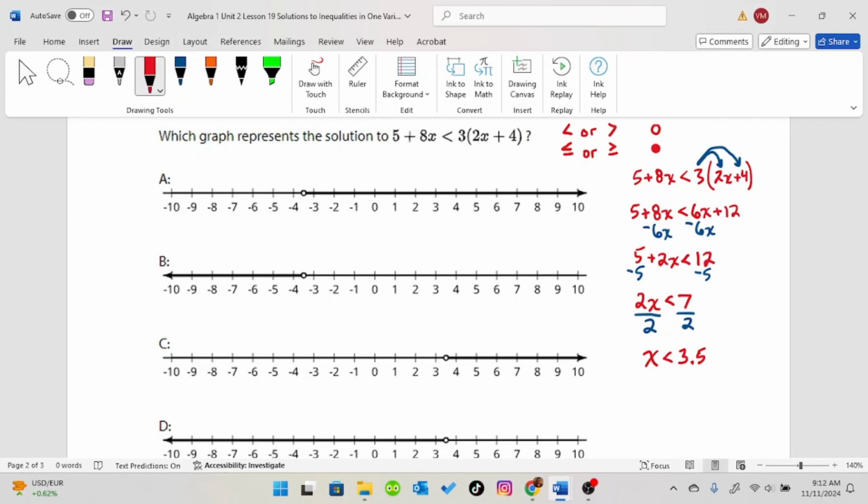So now we look. We want the hollow point to be at 3.5, so it must be answer C or D, so we can get rid of A. Then we know that x must be smaller than 3.5, so we want the line going to the left. That makes D correct and C wrong.